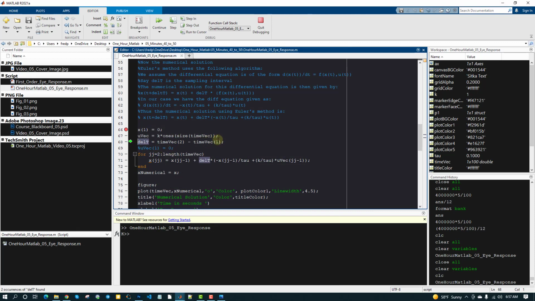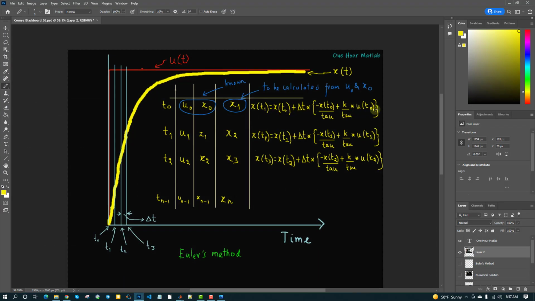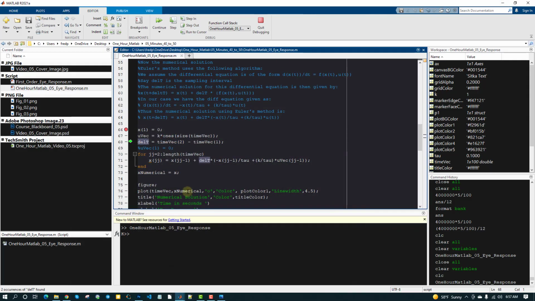All right, so this is all easy to understand. The main algorithm is in this for loop. This is where we implement Euler's method. The system response at index 2 is equal to the system response at index 2 minus 1, which is 1, we already know, set it to 0, plus delta t multiplied by the rest of this, which is just implementing this equation here. We keep going through the loop until all the elements in the time vector are exhausted. At this point, we have the solution for the system response.